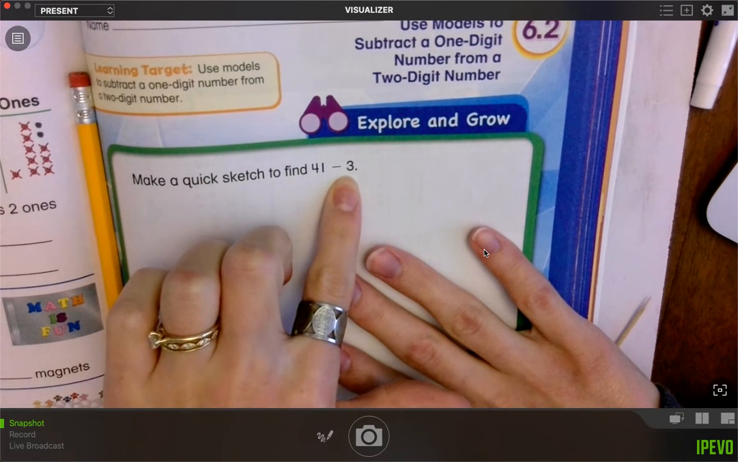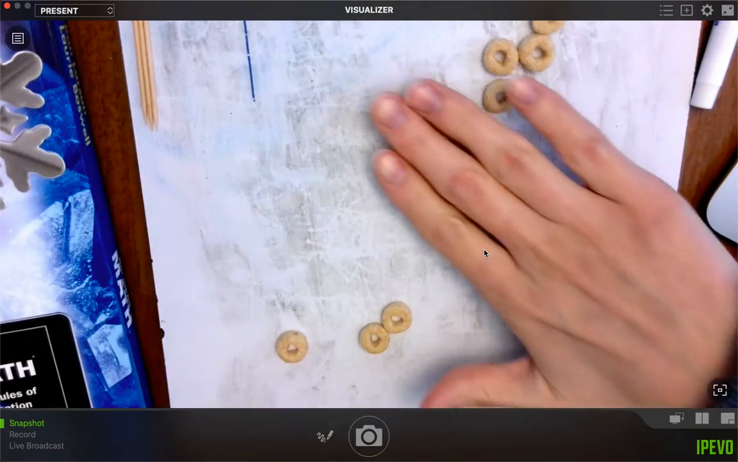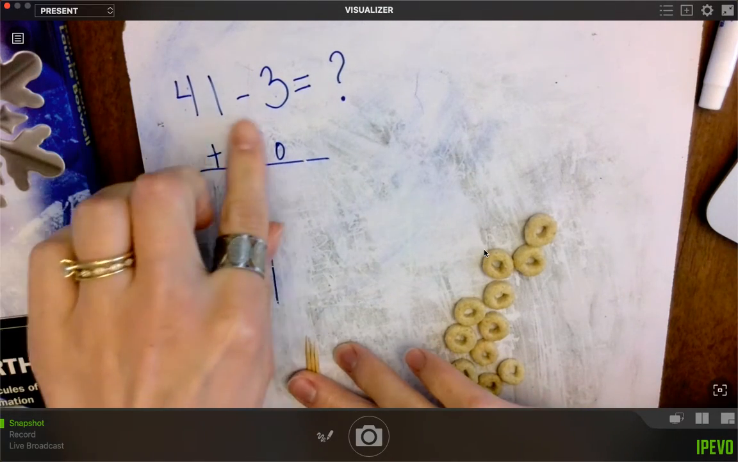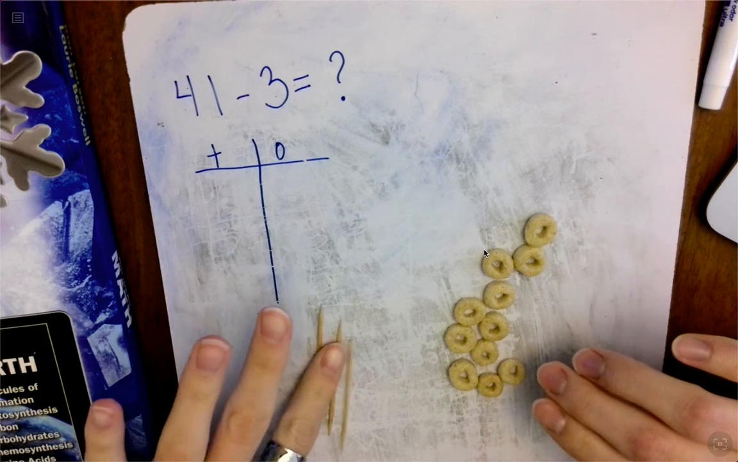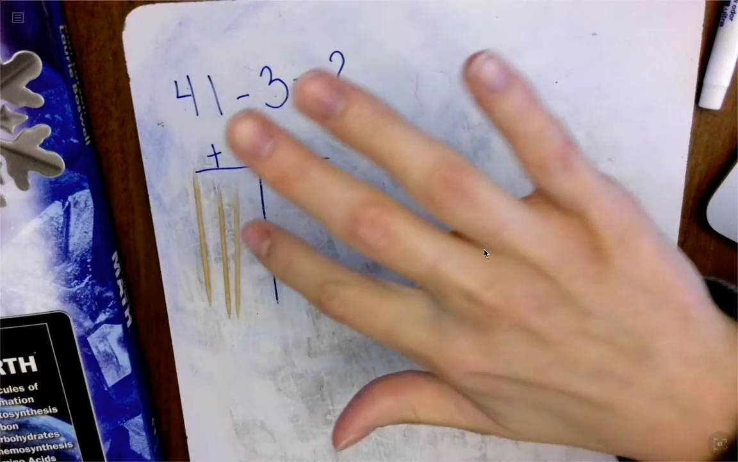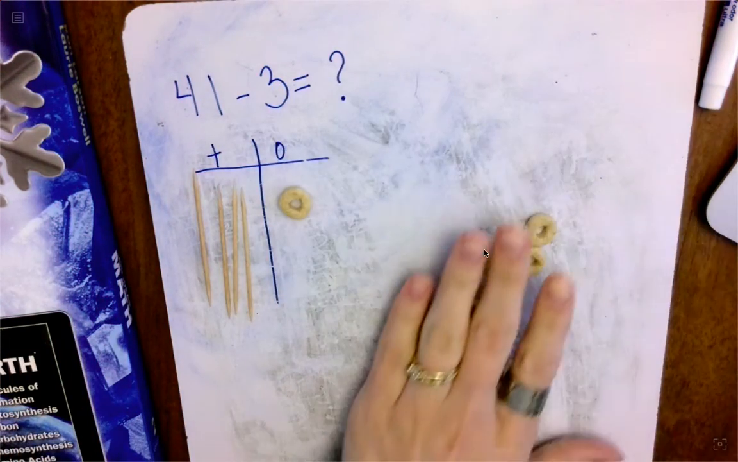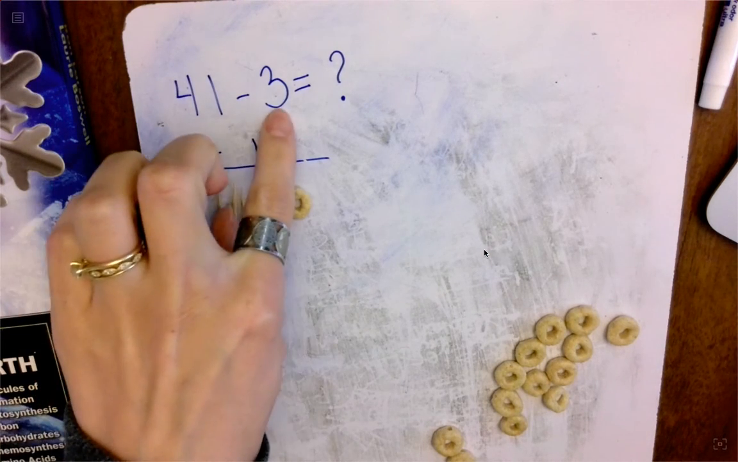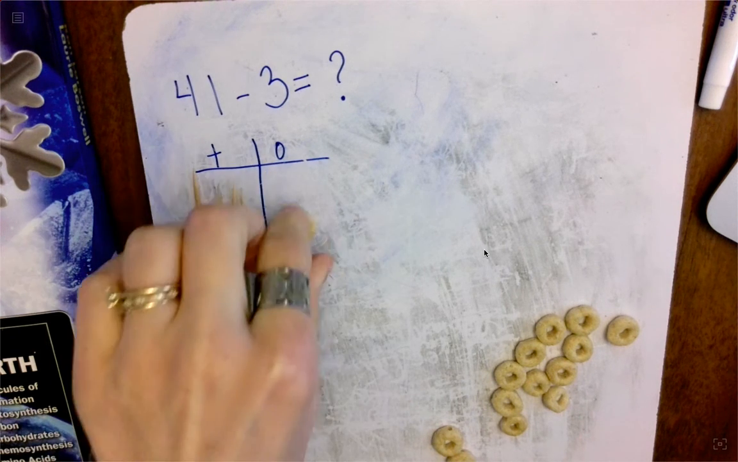I'm actually going to use my whiteboard here in the back. So here's my whiteboard, and here's my equation. 41 minus 3, right? These are my tens, so I have 10, 20, 30, 41. That's my 41. Now I'm going to subtract 3. I can't really take 3 away. I can only take this 1 away.